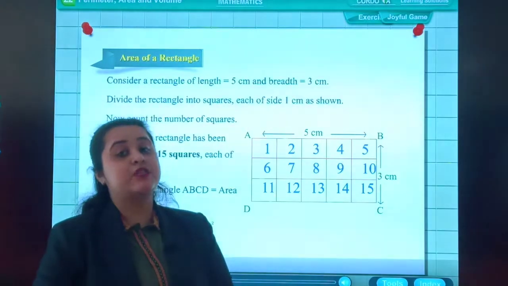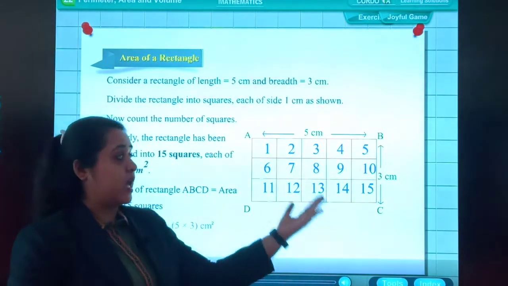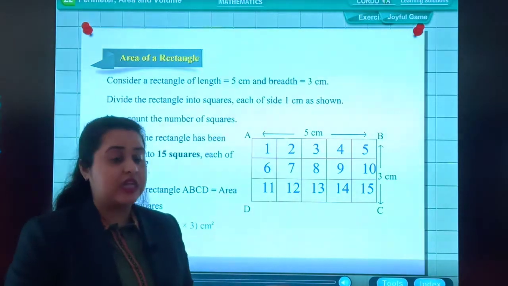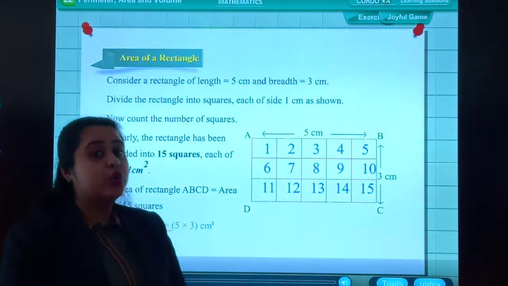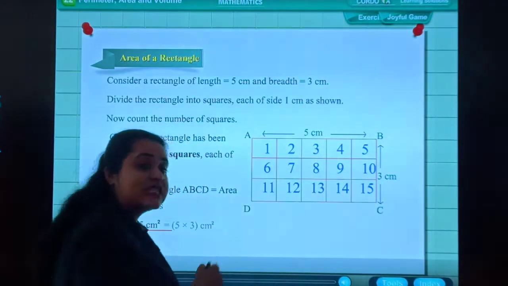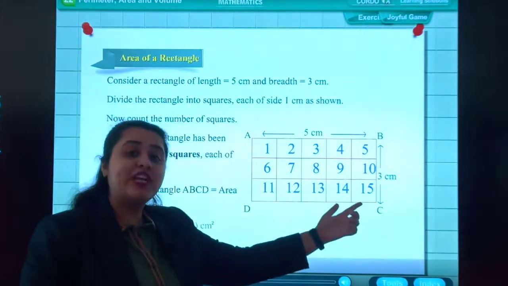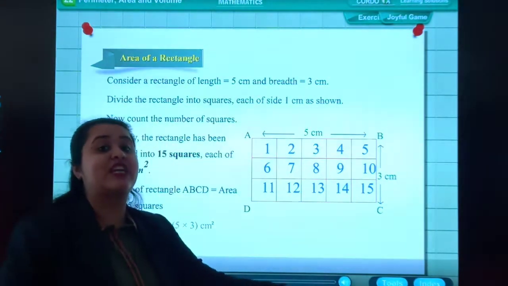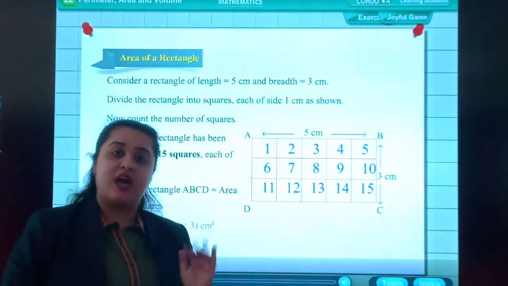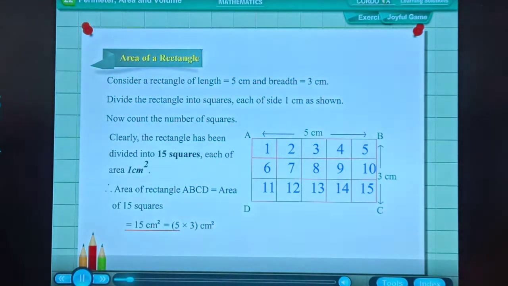Students, sometimes it may happen that there is a figure this way. आपको एक स्क्वायर वाला फिगर दिया हो, so at that time what you will do? You will count कि ये फिगर कितने बॉक्सेस में आया है. Then you can say that this figure is of 15 boxes, so ultimately 15 centimeter square. Understood, students? It is very easy, right? Equal to 5 into 3 square centimeter.